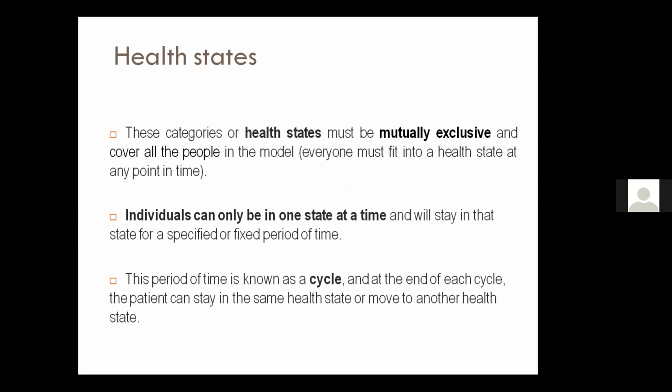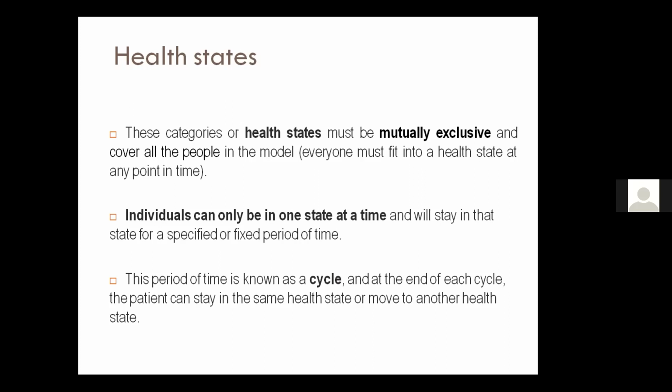Now look at this, health states must be mutually exclusive. You cannot be in two states simultaneously. You cannot be well and ill at the same time from a particular disease. So you have an either-or situation. And it should cover all the people. Suppose we are looking at 1,000 people at a particular point of time who have come to you or whom you have seen, they must fit in either of these categories. They must fit into a health state at any point of time. And individuals can only be in one state at a time.